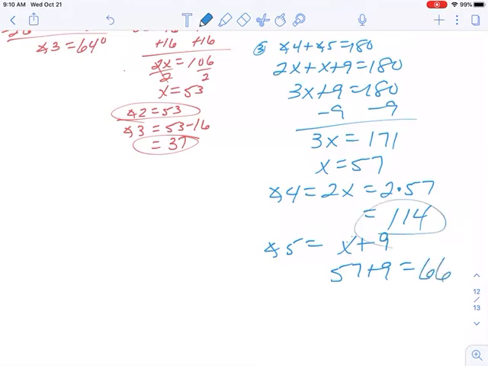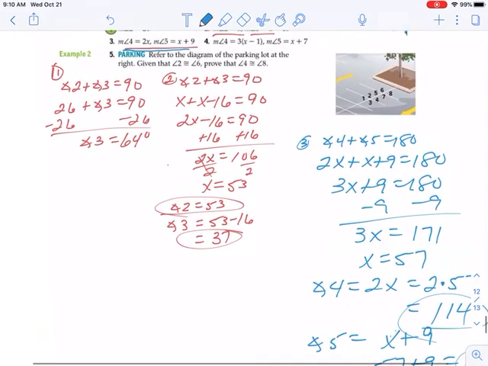66, isn't it? 114 and 66. All right, so number 4 is done exactly the same way. Refer to the diagram of the parking lot. Given angle 2 and angle 6 are congruent, prove that angle 4 and angle 8 are congruent.